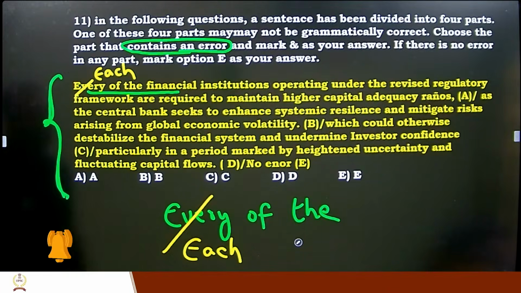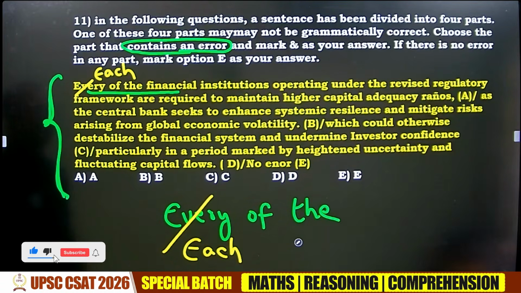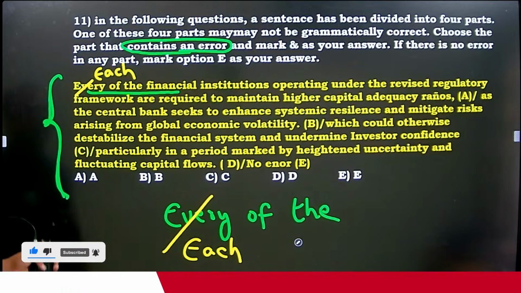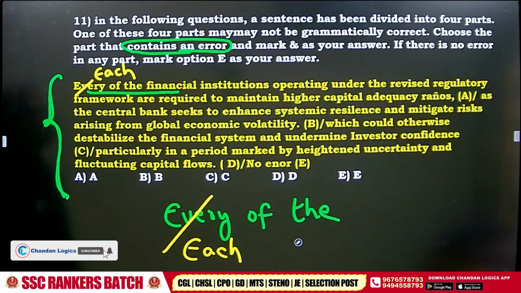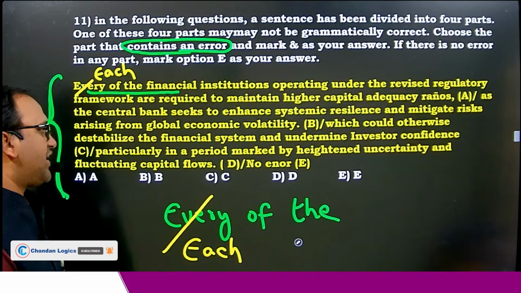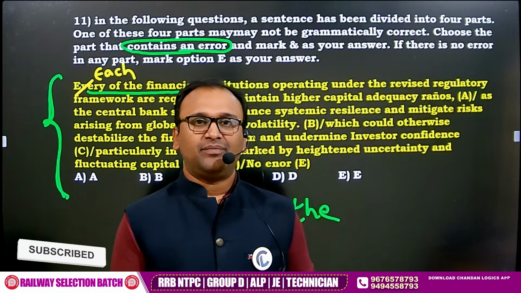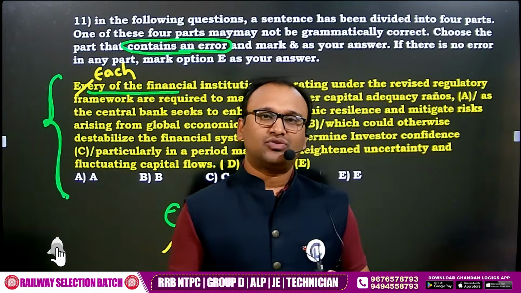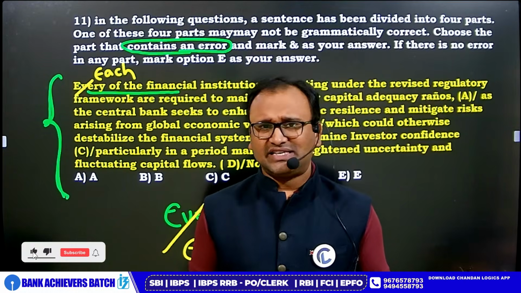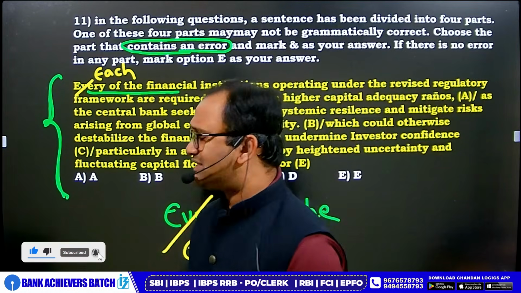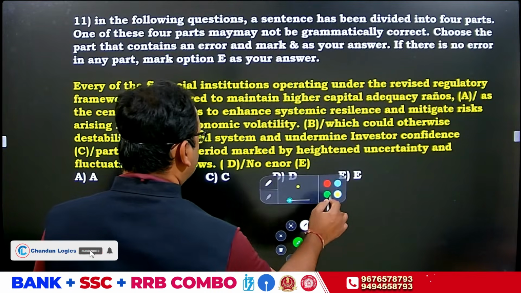Each of the financial institutions operating under the revised regulatory framework are required to maintain higher capital adequacy, as the central bank seeks to enhance systematic resilience and mitigate risk arriving from global economic volatility, which could otherwise destabilize the financial system, and so on. This particular question is about the banking sector and finance, money related. Easy question, so no difficulty. Answer is simple, correct?